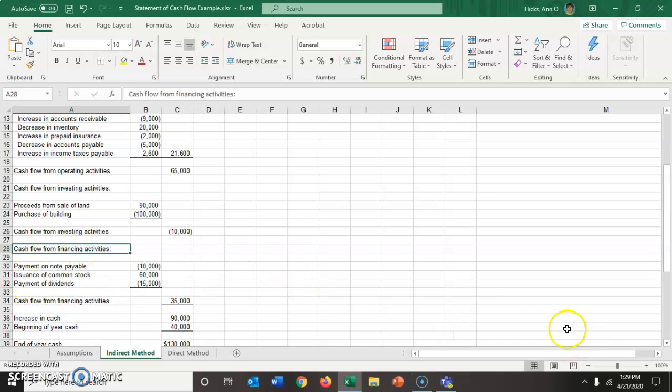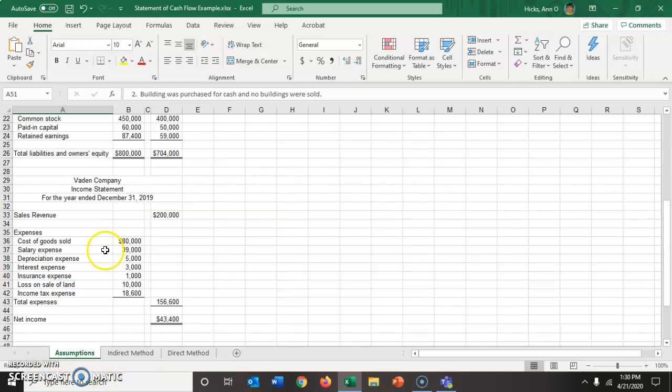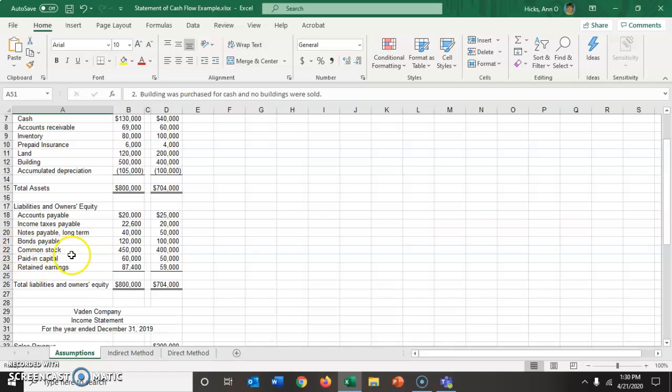Okay, to continue on with our example, let's look at the preparation of the cash flow from financing activities section. You may recall that for financing activities, we're going to look at our long-term liabilities and our equity. Those are the two areas of the balance sheet that would include financing information. So if we look at liabilities, we have two long-term liabilities. We have a note payable and bonds payable.